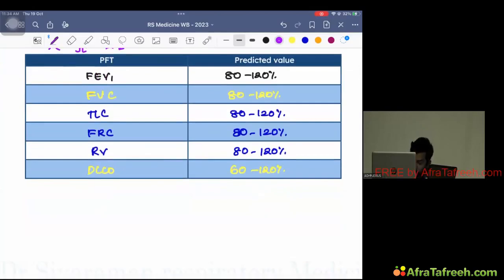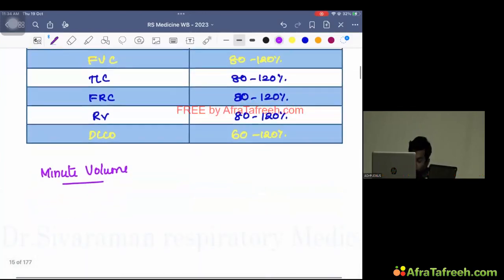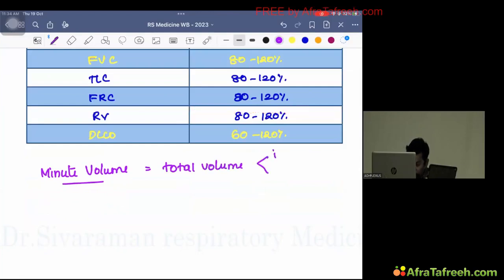Next is minute volume. Minute volume is the total volume inspired or expired in a minute.